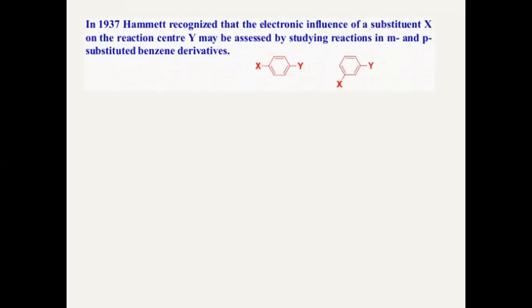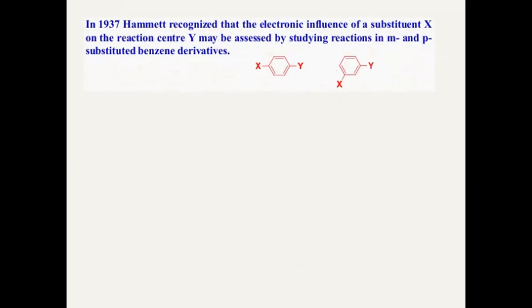In the 1930s, Hammett studied the electronic effect of different substituents on the reaction center. Why? See these two examples. The reaction center can be COOH, COOEt, anything is possible.